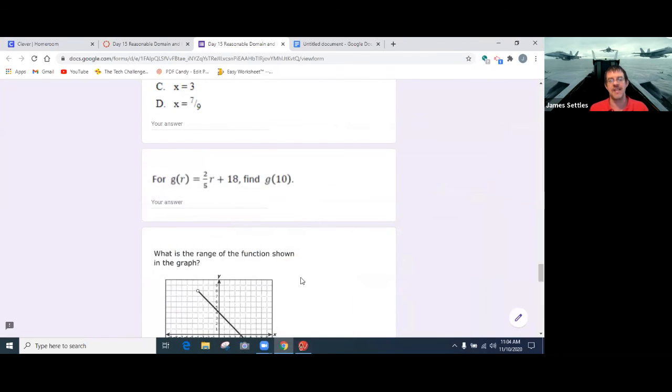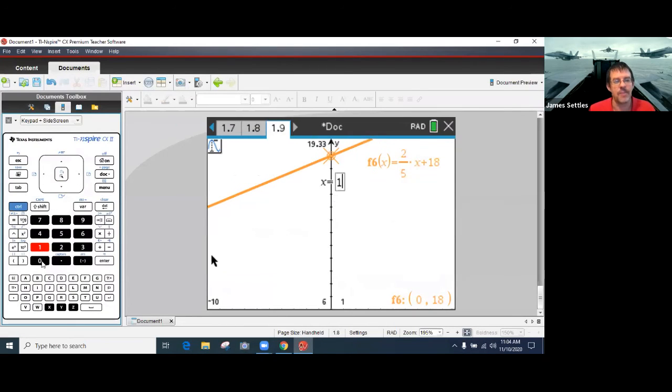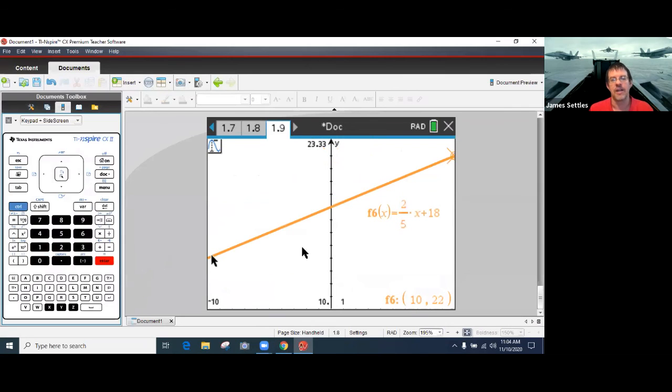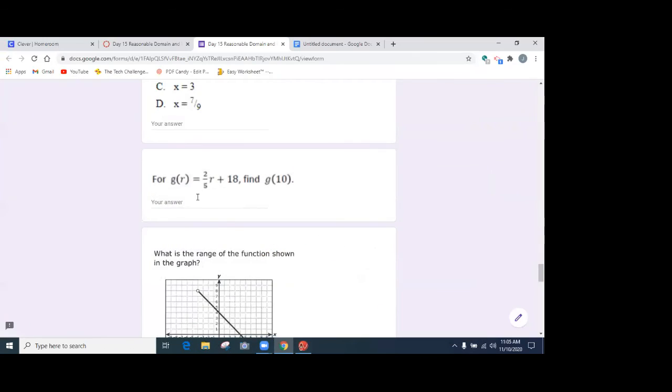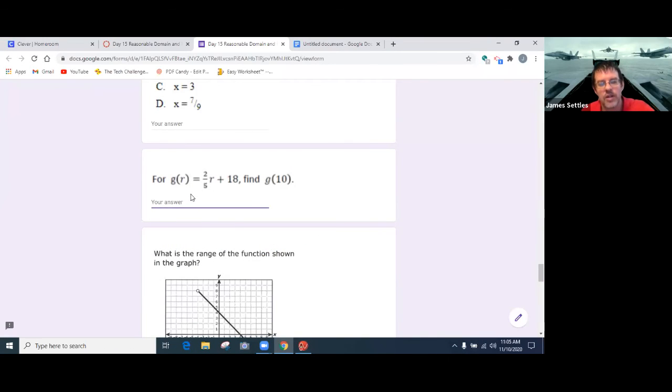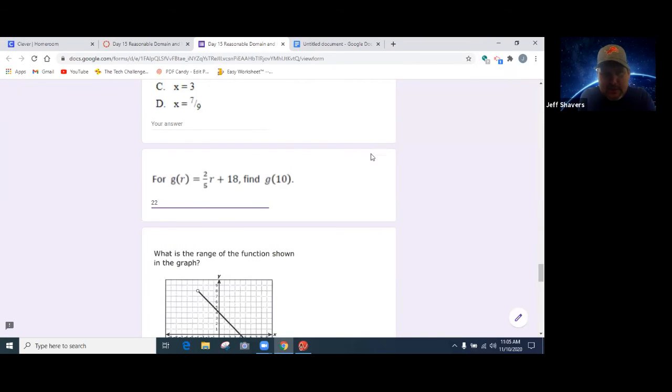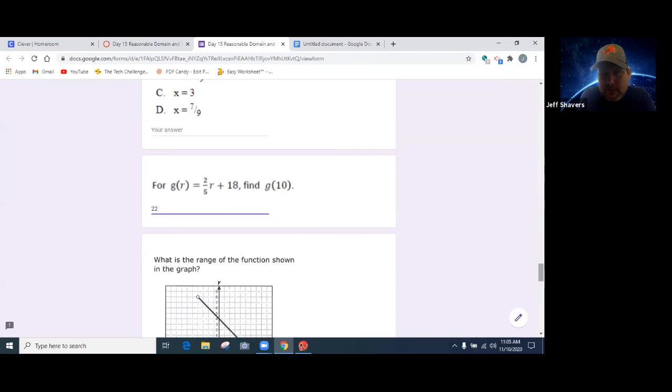We're going to type in 10, hit enter. And if I type in 10, what's the answer? 22. So the answer here would just be 22. Hey, this is one of those that's not going to be on their graph because it's plus 18. When they type it in, they won't see a line.